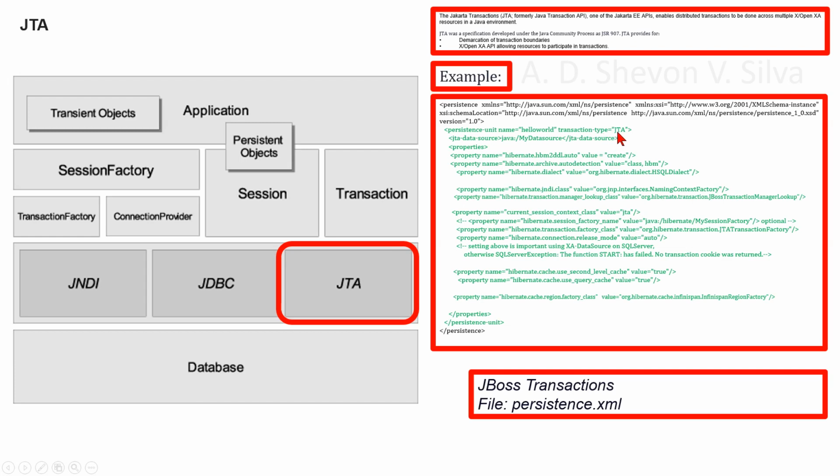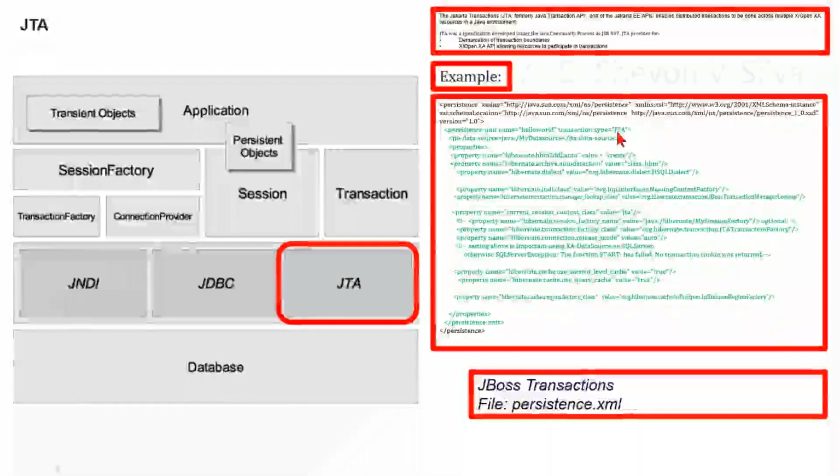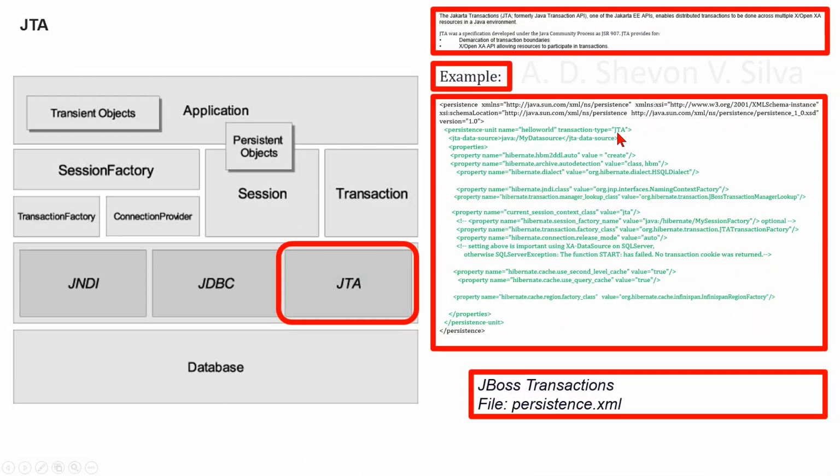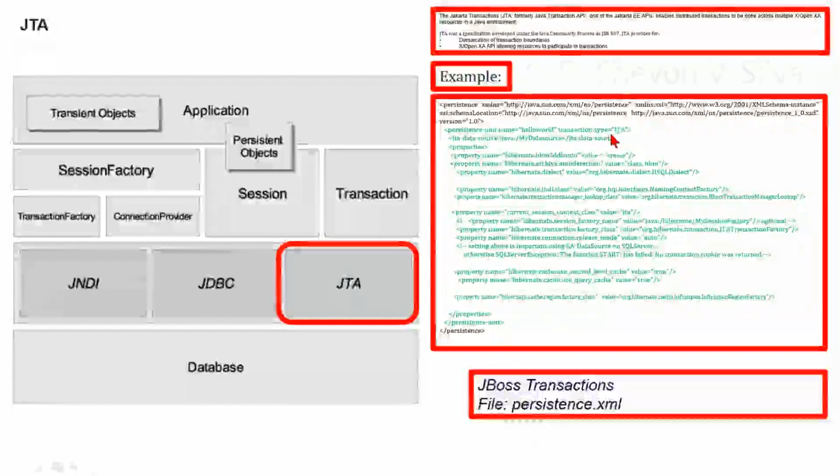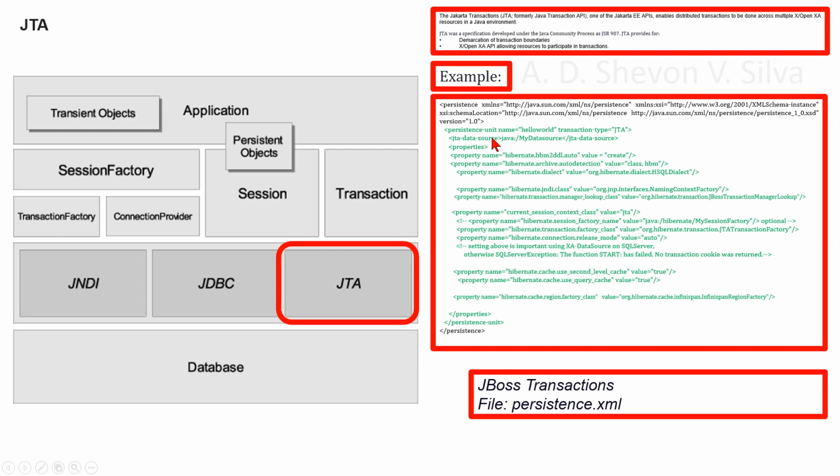When a JTA-data-source is used, the default is JTA. If a non-JTA-data-source is used, RESOURCE_LOCAL is used. Then there are the JTA-data-source or non-JTA-data-source elements.